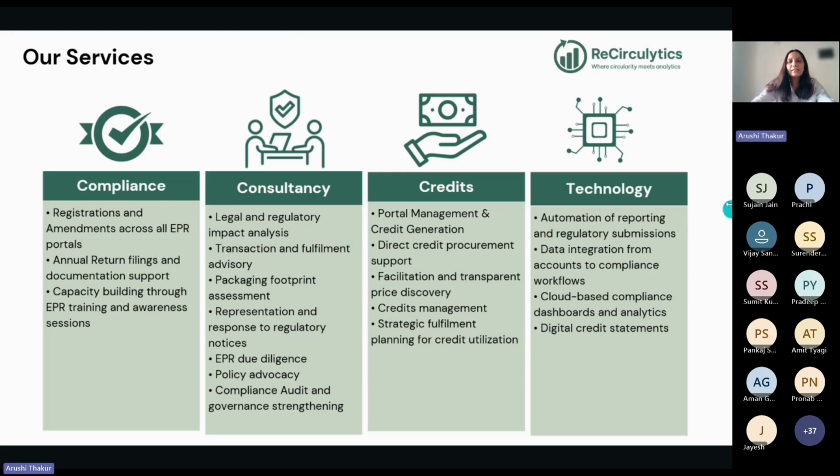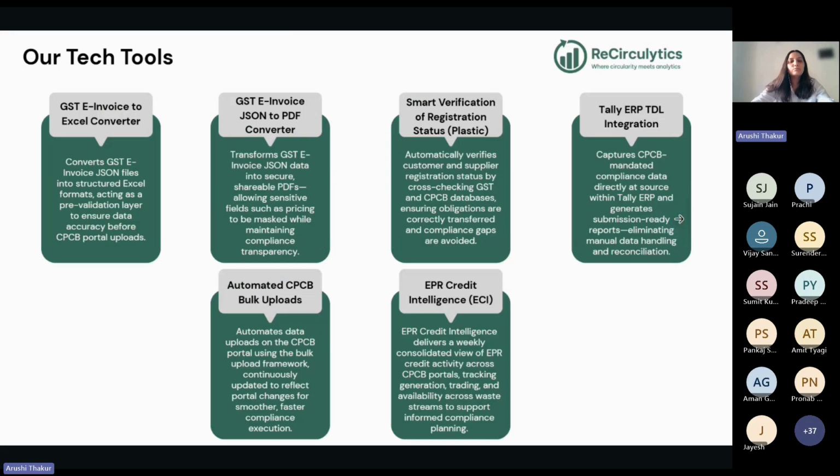Supporting this system are our in-house technology tools. These include, first of all, GST e-invoice to Excel converters that act as pre-validation layers before you upload any data on the CPCB portals. Next are JSON to PDF tools, which have sensitive field masking. Then Tally ERP integrations to capture CPCB mandated data directly at source, automated CPCB bulk upload frameworks, and then EPR credit intelligence, which offers weekly consolidated insights across the portals.